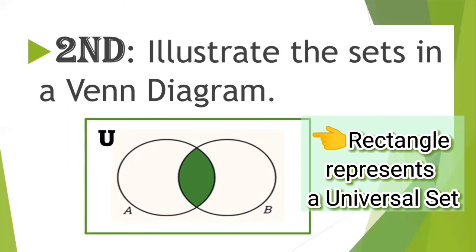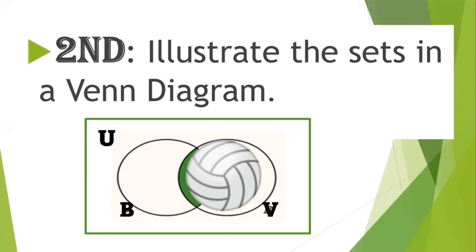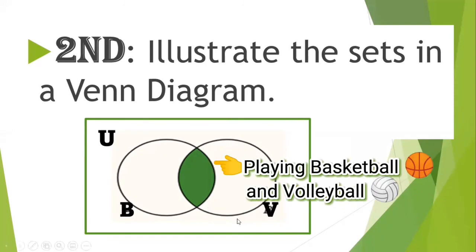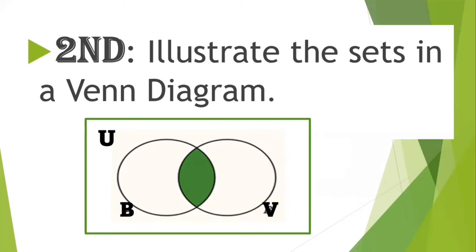At yung ating dalawang subset ay nasa loob ng universal set. We have the set B, playing basketball, and set V, playing volleyball. At itong kulay green na nasa gitna is the intersection. Ibig sabihin, ano yung region, ilan yung mga students na pareho naglalaro ng volleyball at basketball. That is the second step. Illustrate the sets in a Venn diagram.